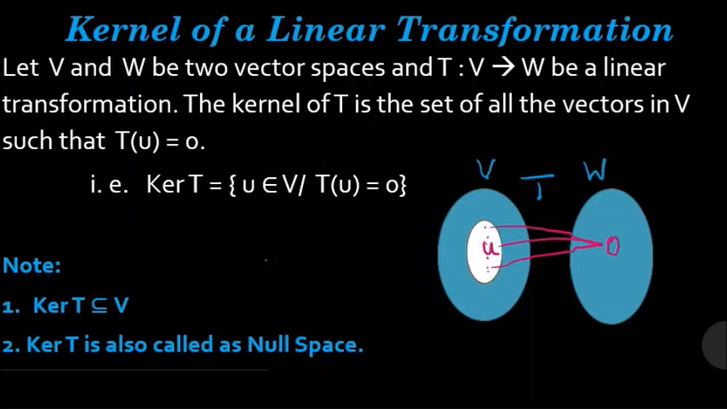For this, let us take two vector spaces V and W. So the definition goes like this. Let V and W be two vector spaces and T from V to W be a linear transformation. So T is from V to W, a linear transformation. That means whenever X is here, T of X will be there. Then the kernel of T is the set of all the vectors in V such that T of U is equal to 0. That means kernel is a set of elements from the domain V, but they should satisfy some condition. What is that? T of U is equal to 0. That means the elements which are mapped to 0.